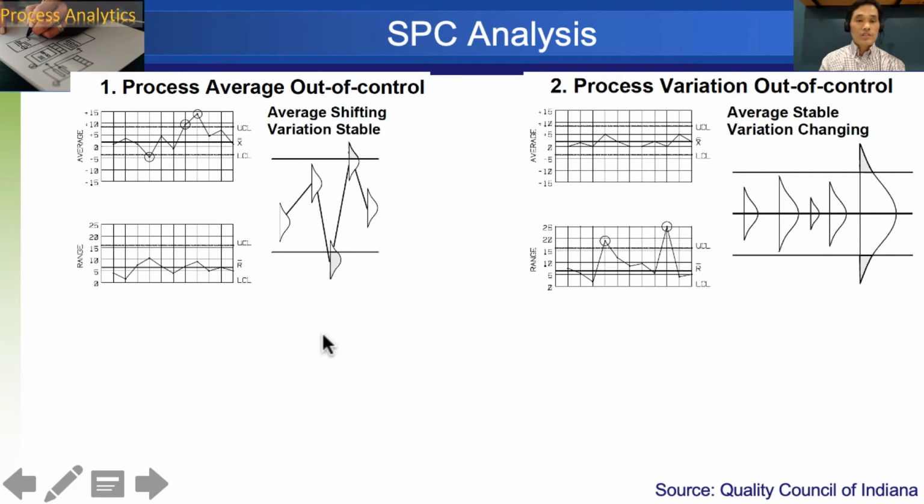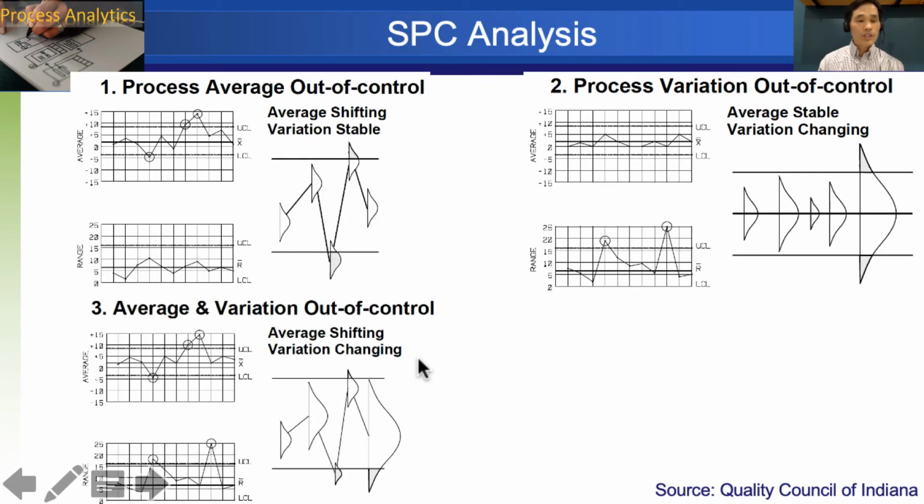The second situation is process variation out of control. So the mean chart is under control. However, the range chart is out of control. What does that mean? Especially in this situation, the range is getting bigger and bigger. So if you look at the distribution of this process, it looks like this. The range is changing, the mean is stable. However, the range is changing all the time and it's getting bigger and bigger.